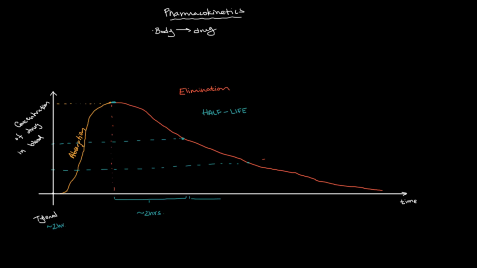Again, it's another 2 hours and it's gone down by half of the amount it was 2 hours ago. And then again, another 2 hours passes and Tylenol still hasn't hit 0. It's only gone down by another half, roughly 2 hours. So you can see it takes a really long time to get rid of any drug, in this case Tylenol, completely from the body. It takes many hours.